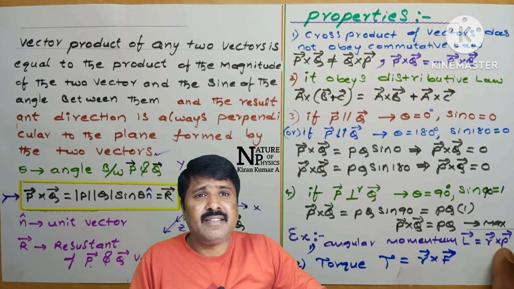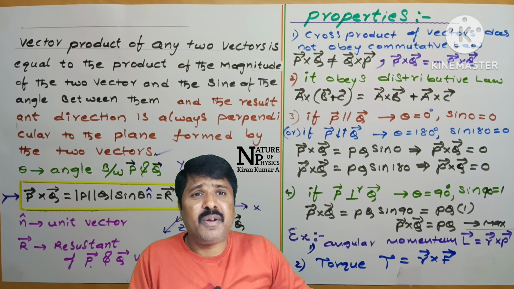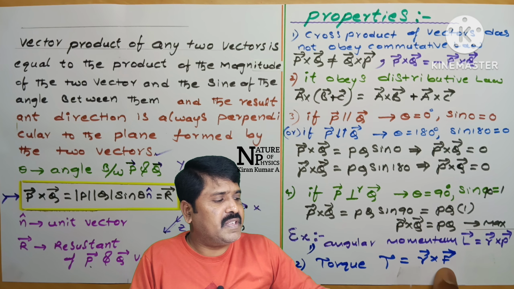Here P represents the linear momentum. P is equal to mv. F is the force.